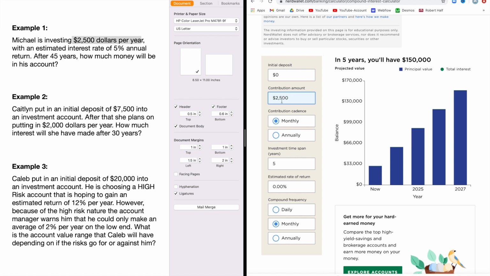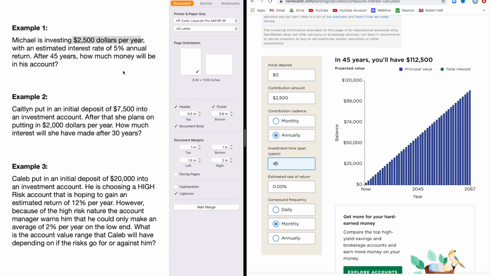And again, this is key right here. You want this to be annually. Make sure you read what it's saying. Is it per month or per year? In these problems, it's going to vary. Most of them are per year, but always double check. $2,500 per year is this one, so I want to change that to annual. And then the investment time span is 45 years, so I put 45 years.